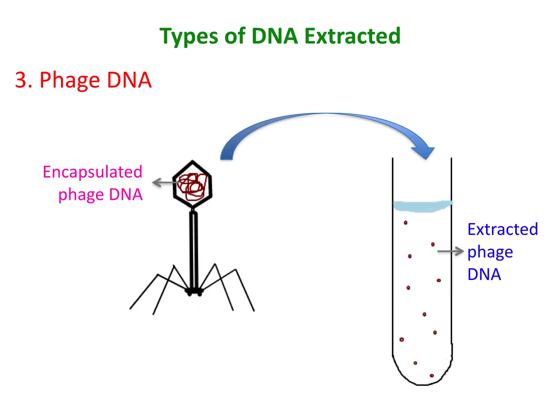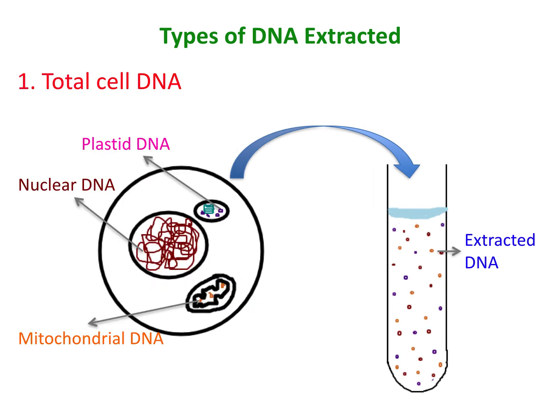The third type of DNA that is routinely isolated is phage DNA. Here also slight modifications are made in the procedure in order to remove the capsid of the bacteriophage. In this video, I am going to describe total cell DNA isolation. I will be discussing the other two types of DNA extraction in my upcoming videos. I am taking a typical bacterial cell as an example for the illustration of total cell DNA isolation.